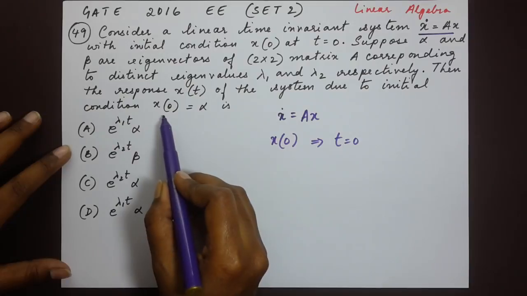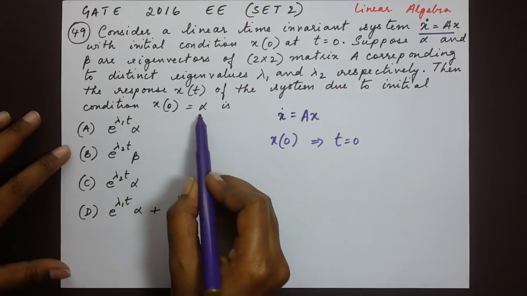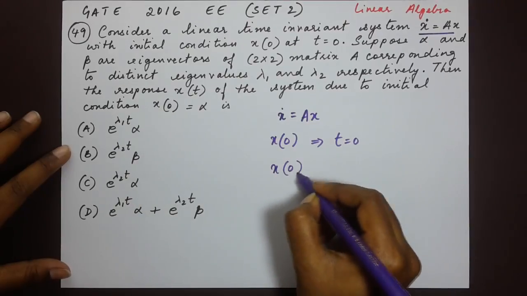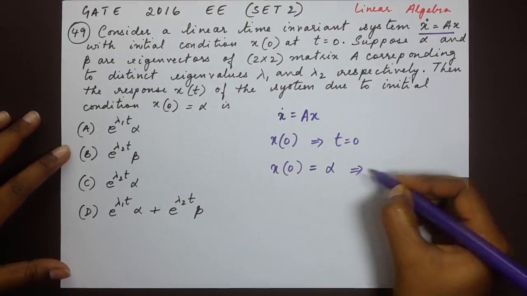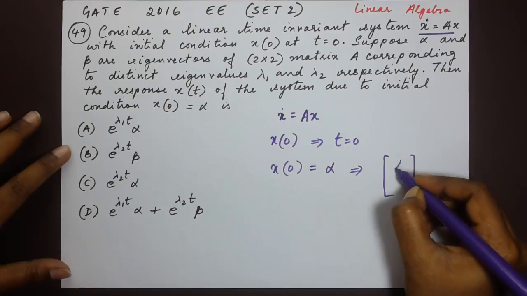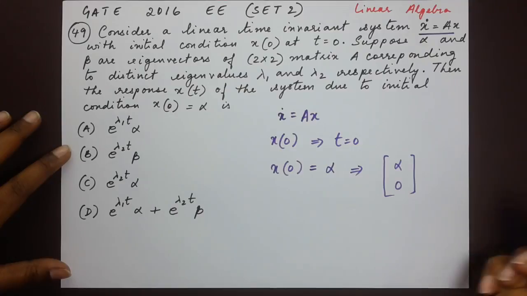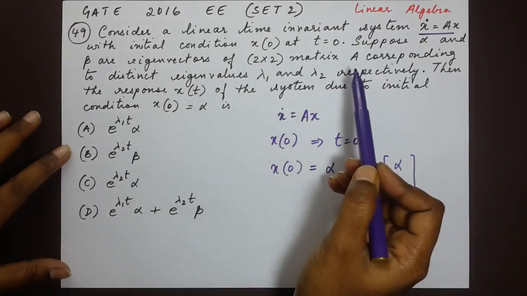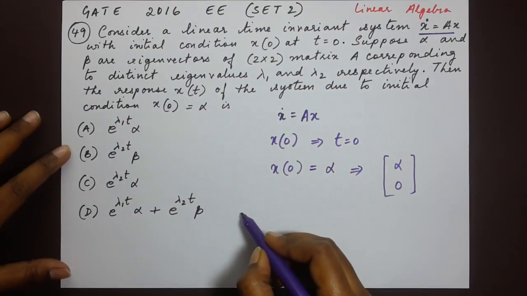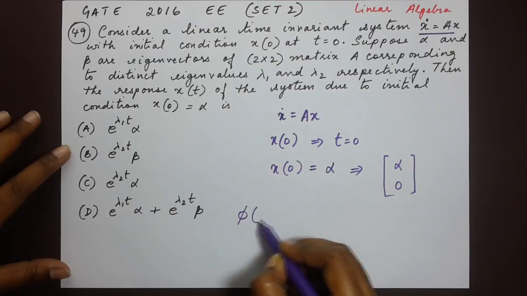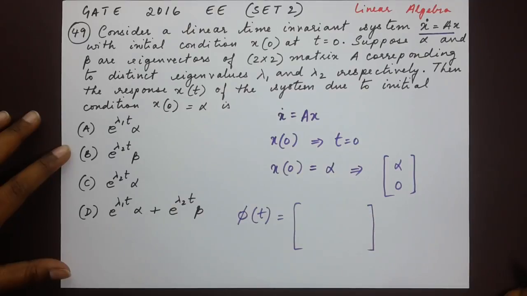Now the question asks us to find out the response for the initial condition of x of 0 is equal to alpha. If x of 0 is equal to alpha, this gives us an initial condition of alpha, 0. This is in terms of matrix form. Okay. So if the eigenvalues are lambda 1 and lambda 2, that tells us that our expression for phi of t, now this is our 2 by 2 matrix.